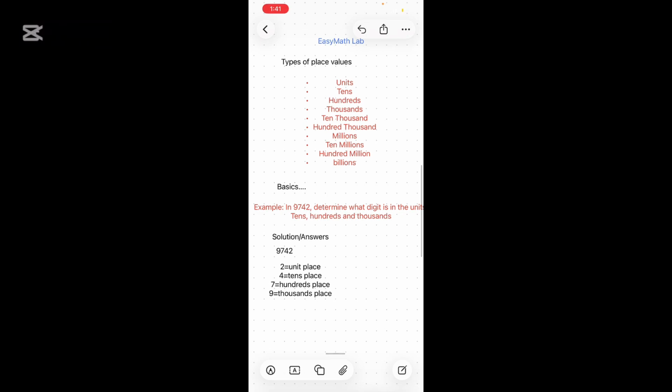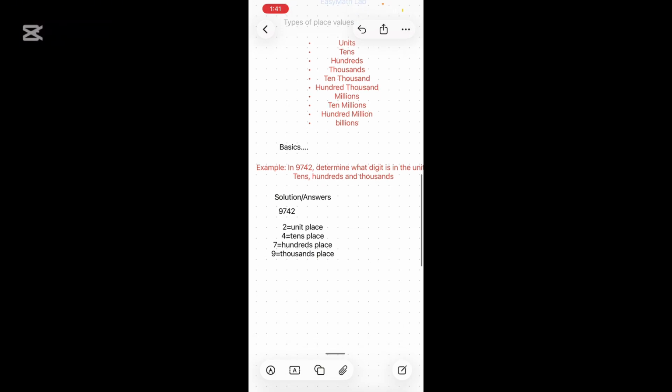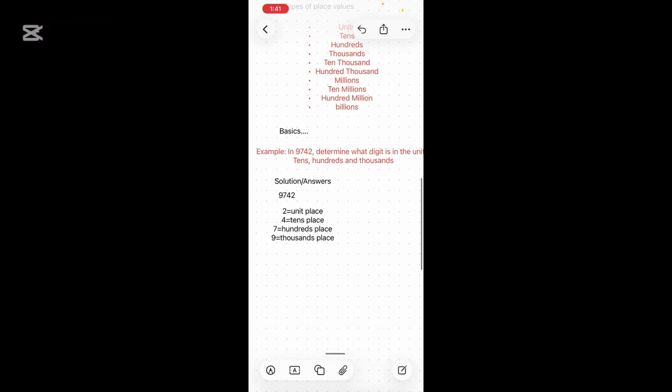So this is easier right now. I mentioned earlier that the types of place values are in the order in which they are supposed to be counted or written, that is from the right side to the left side. So the right side begins with the units and goes down. From my example here, if you follow it accordingly, you see that 2 is in the unit place and so on.